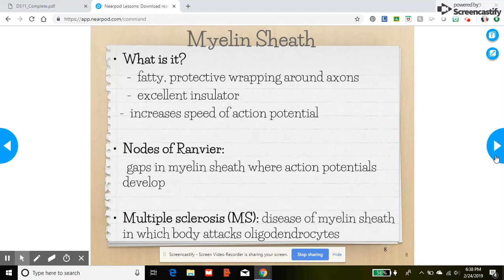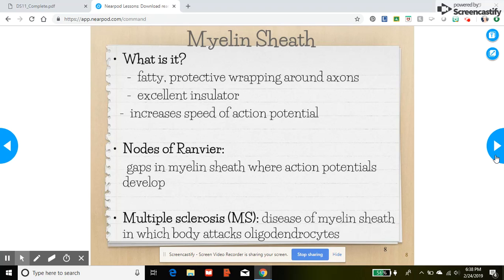Then we have those nodes of Ranvier, right? Those sections on the axon that don't have any myelin. That's where your actual action potential is going to develop. We have to have a signal. It's kind of the same concept as the neurotransmitters jumping through a synaptic cleft. There's always kind of this jumping going on within the nervous system.